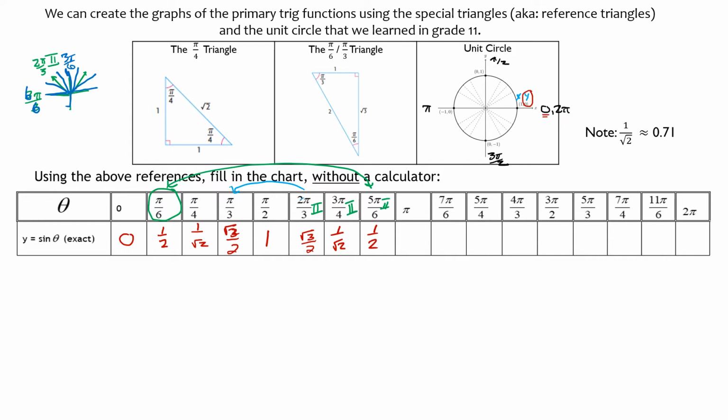Next one, pi. Sine of pi. So I'm going up here to my unit circle. Sine of pi, I have an x value and a y value. Sine is y. So the y value is 0.